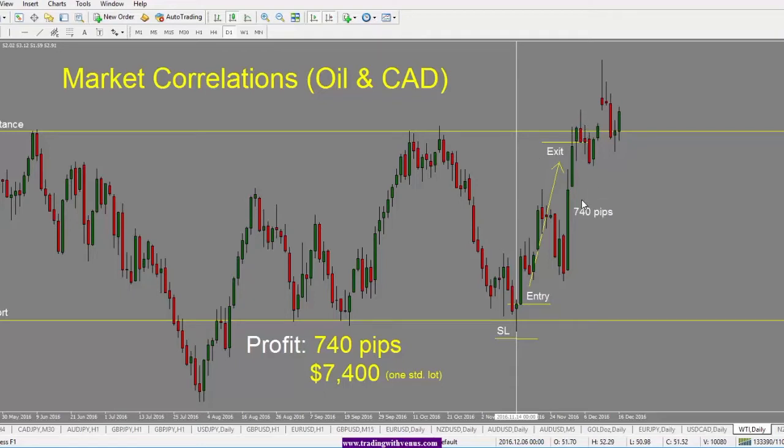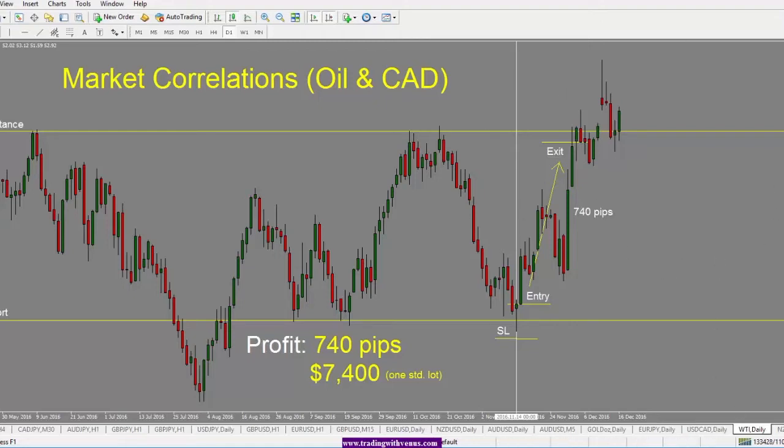So there could have been two trades, or you could just take the trade right into the next support and resistance area, which would be right over here, and exit the trade here. In that case, the number of pips that you get are actually pretty much the same. So it would be 700 pips or 740 pips in this case, but they are very, very close.